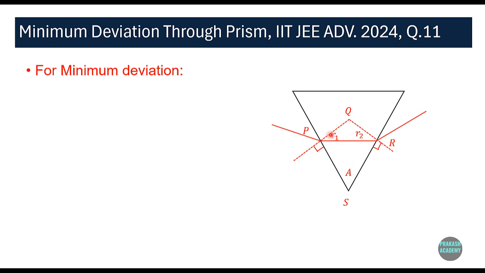Let us say on this surface this angle is R1 and this angle is R2. So, for minimum deviation the condition is that the angles of refraction are equal, that is this angle and this angle are equal. So, this is a condition for minimum deviation. Basically this ray is parallel to the base, and you can use all this and derive that this angle and this angle are equal in case of minimum deviation. So, R1 is equal to R2.